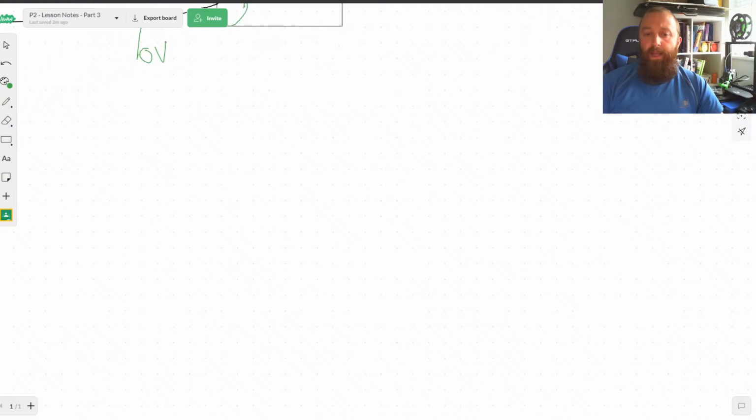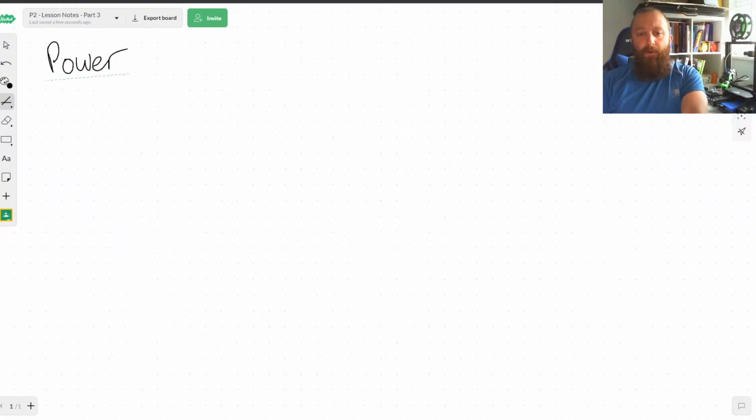Brilliant. Right, let's move somewhere else on here. That'll do down there for the moment. The next part, when we're talking about domestic electricity, is power. Every electrical appliance you have in your house, somewhere written on it, will tell you the power rating. And our power rating is measured in watts.